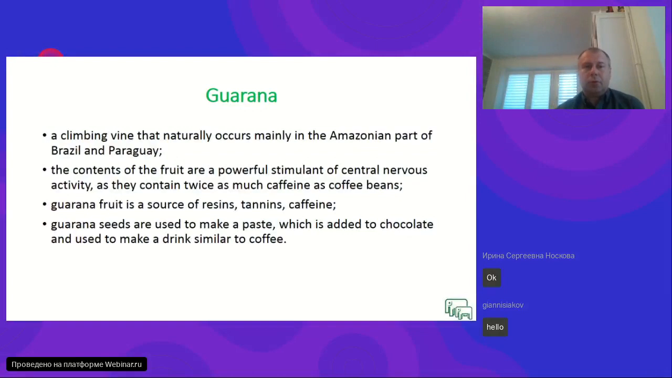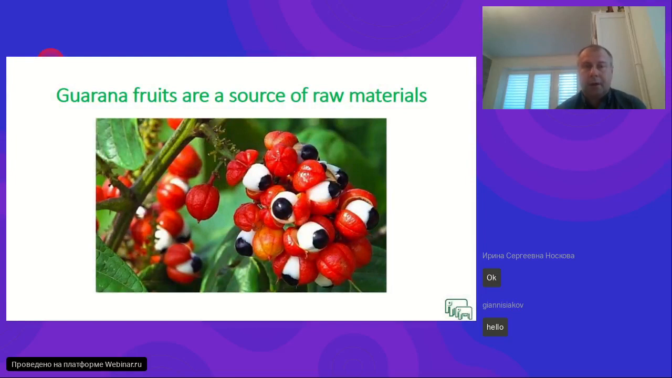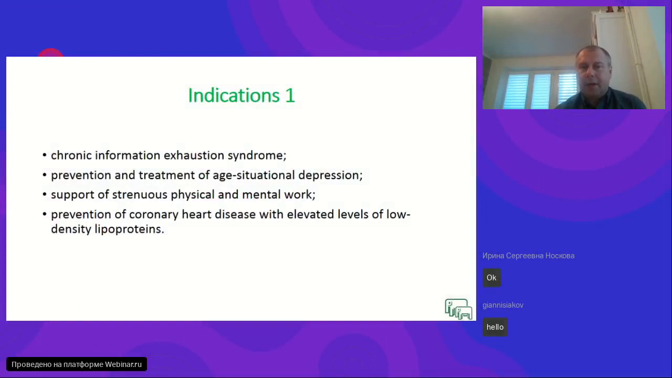And cerebrastin contains also guarana. It's a climbing vine that naturally occurs mainly in the Amazonian part of Brazil and Paraguay. And it's a very powerful stimulator of central nervous activity, which contains twice as much caffeine as coffee beans. And guarana fruit also is a source of such positive molecules as resins, tannins, caffeine, and it has strong effects on the brain. And our patients say that they became more active, more concentrated after usage of guarana.